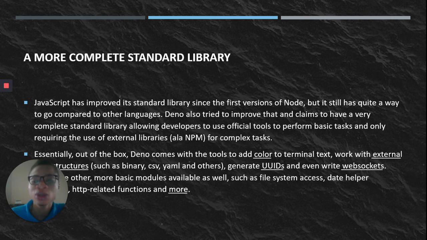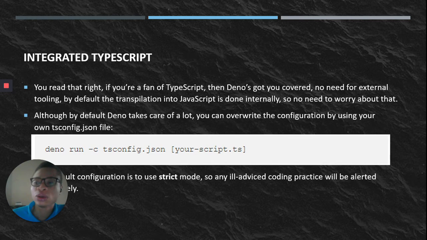Okay, then another major advantage here is integrated TypeScript. So now, if you're a fan of TypeScript, which I am, then Deno's got you covered. No need for external tooling by default. The transpilation from JavaScript is done internally, so no need to worry about that. Although by default Deno takes care of a lot, you can override the configuration by using your own tsconfig.json file. And the default configuration is to use strict mode, so any ill-advised coding practices will be alerted immediately.